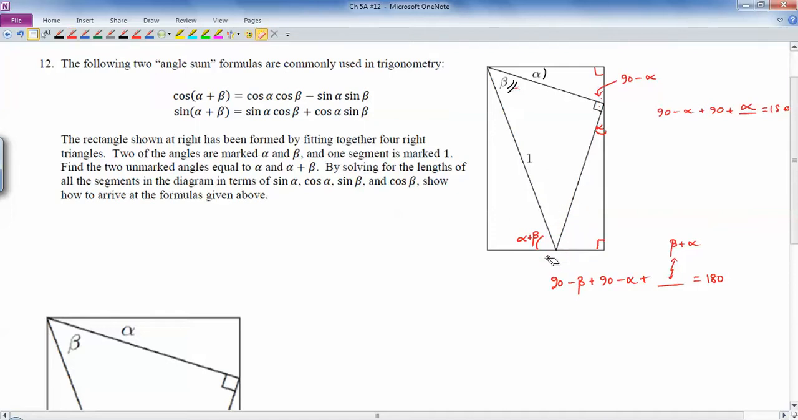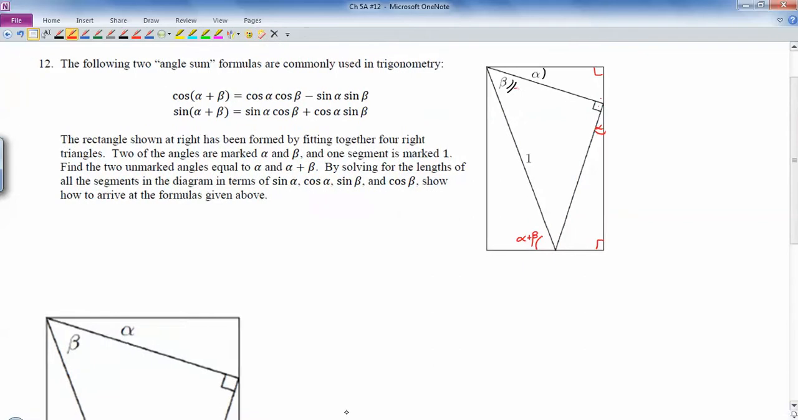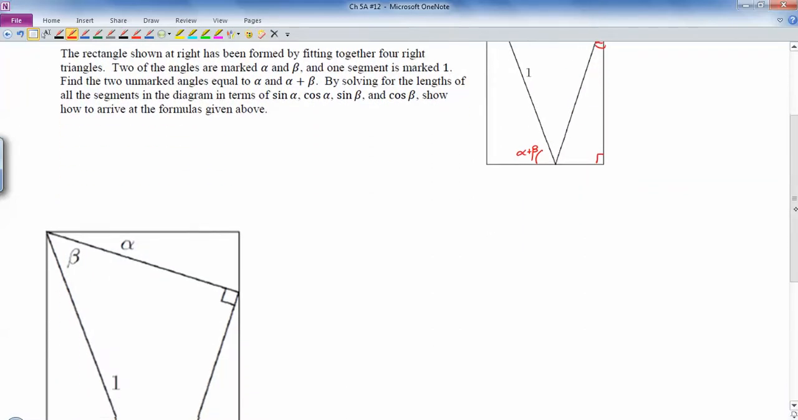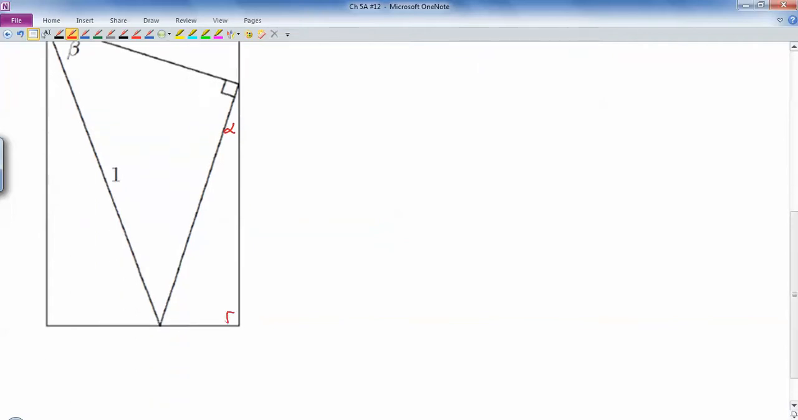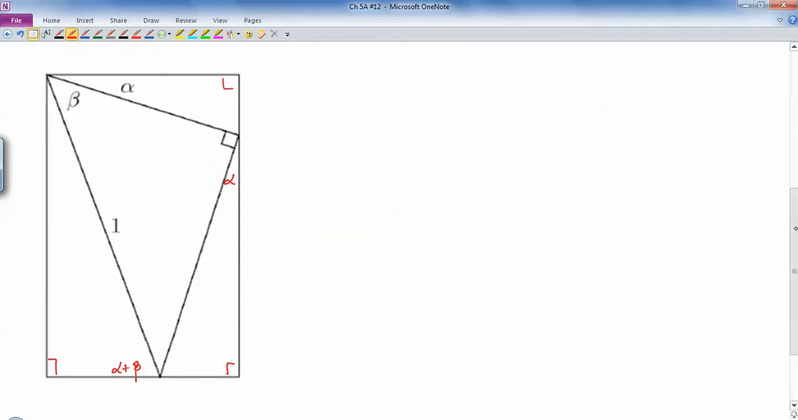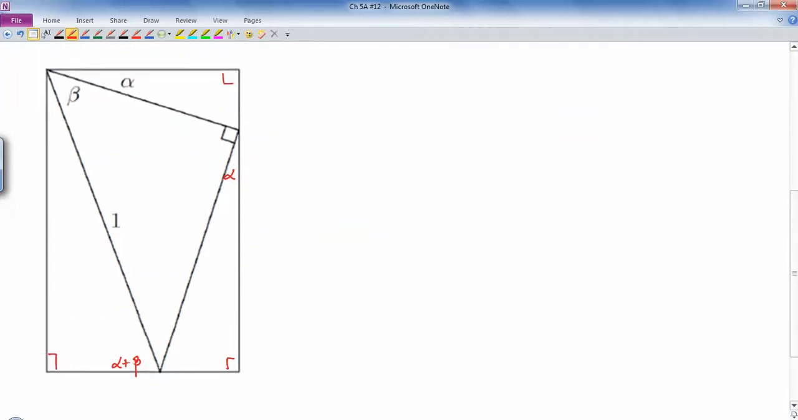So let me get rid of this stuff. I don't even know why I drew it so big. Here, let's use this one down here. So the angles that we found, 90 here, alpha here, 90 here, alpha plus beta here. That one's also got to be 90. So then really what we're supposed to do is just go around this thing and label stuff in terms of sine and cosine and alpha and beta.